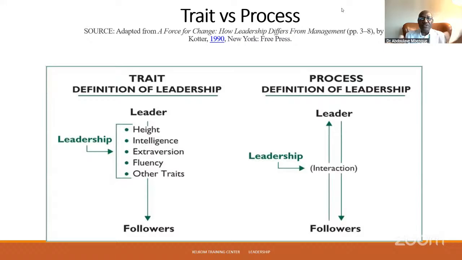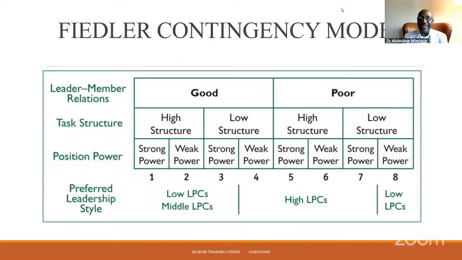And just to close that debate, as you can see, the trait approach is not interactive. You have the leader at the top, height, intelligence, fluency, and then the follower. The process approach said no, there's an interaction. The way the leader affects the follower also affects the leader. We also remember we talked about the context. The context will also affect the process. And the question I raised about context: Nelson Mandela was successful because of who he was, but also because of the context he was in, which defined his leadership and the results he was able to achieve. That's why I always look at leadership this way.